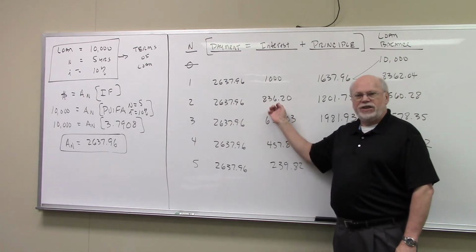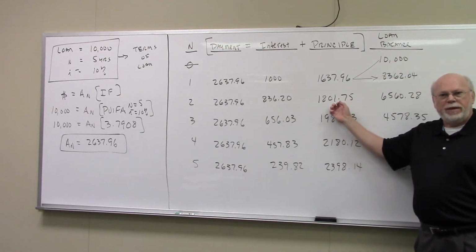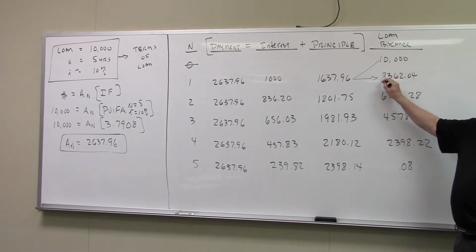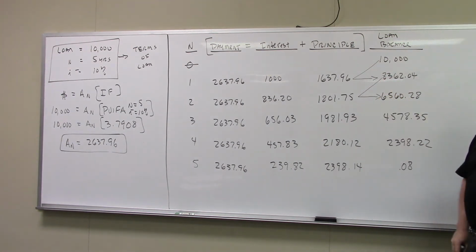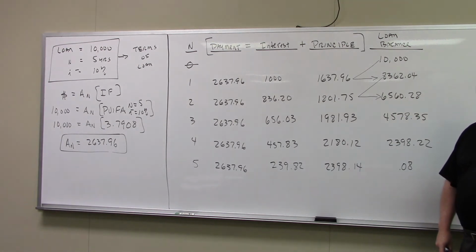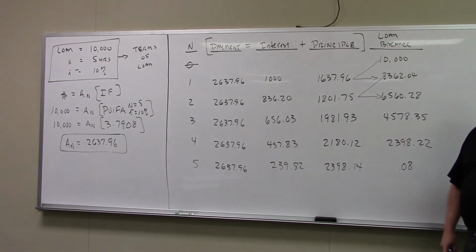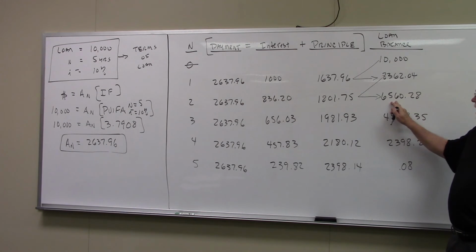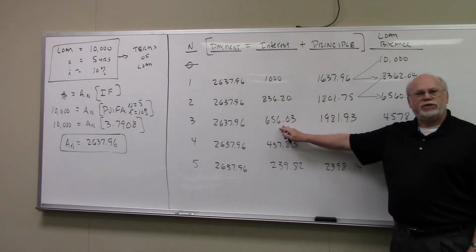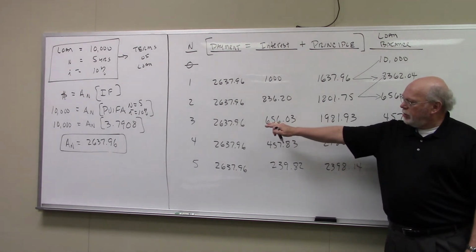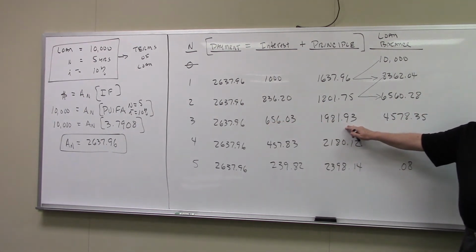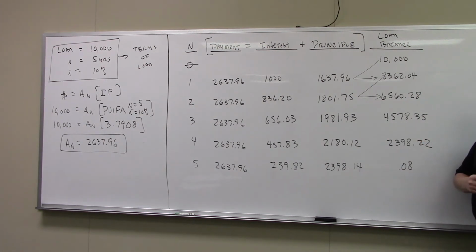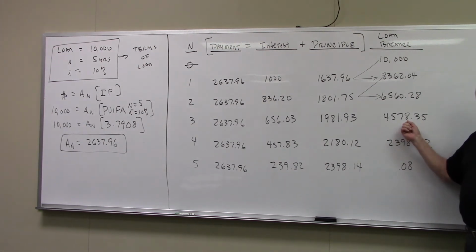The payment minus the interest gives us the principal portion of the payment, and if you subtract that from the beginning loan balance, the beginning of the second year, you get $6,560.28. You start the third year of the loan owing the bank $6,560.28. You use that much of their money for a year, they're going to charge you 10% interest. 10% of $6,560.28 is $656.03. Take the difference between the payment and the interest, that gives us the principal portion, and that leaves us with a balance at the end of the third year of $4,578.35.